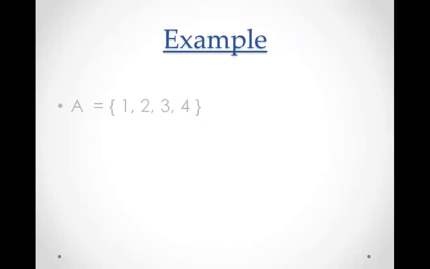Now example is A is equal to {1, 2, 3, 4}. B is equal to {1, 2, 3, 4}. A is equal to B.